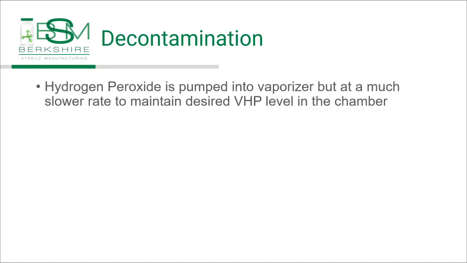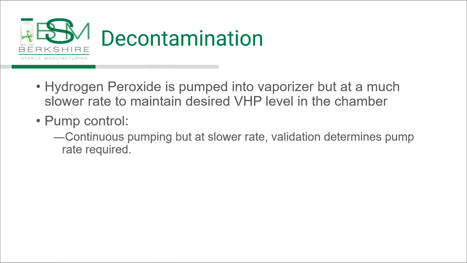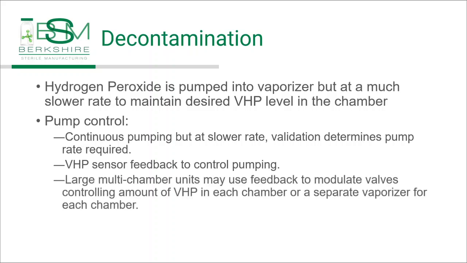And then we move into decontamination. The hydrogen peroxide is pumped into the vaporizer, but at a much slower rate to maintain the desired VHP level in the chamber. Pump control: there are some systems that just utilize continuous pumping, but at a slower rate during decontamination than during the conditioning phase. Validation determines the pump rate required in each of those phases. There are some systems that have VHP sensor feedback to control the pumping. So you achieve a certain level of VHP, the pump stops pumping until the VHP level drops again, and then the pump will start pumping again.